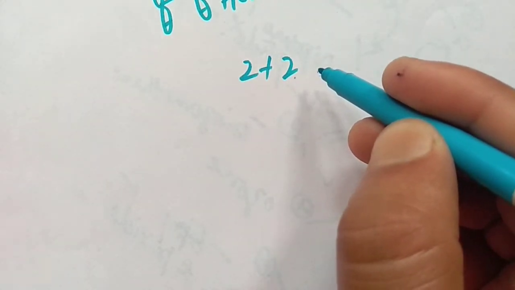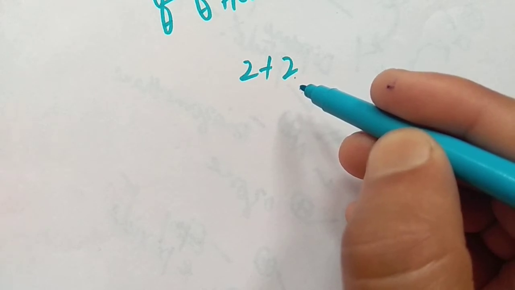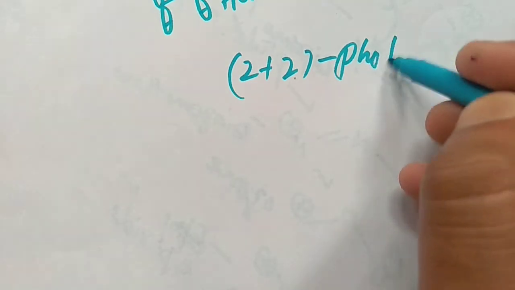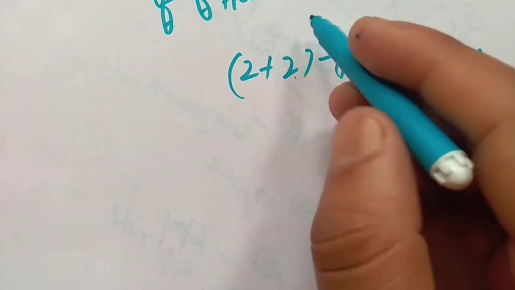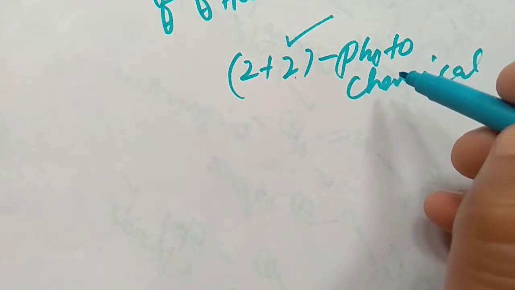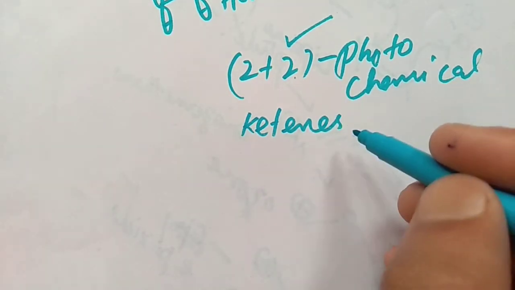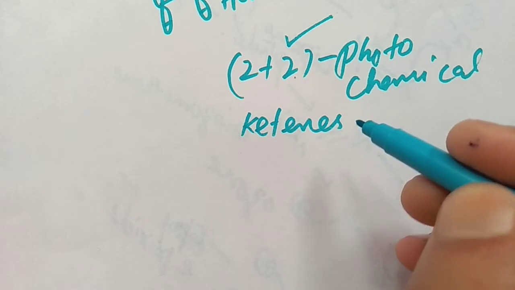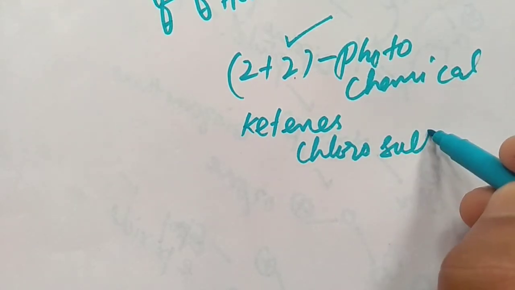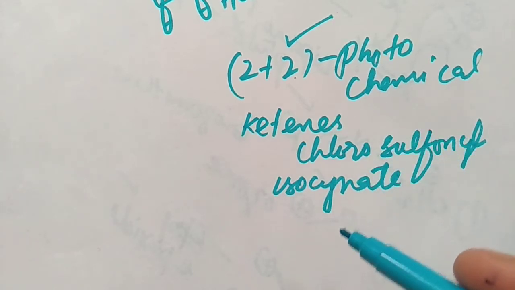2 plus 2 cycloadditions are generally photochemical, but there is an exception in the case of some reactions like ketenes and chlorosulfonyl isocyanate, right? Why are 2 plus 2 cycloadditions not thermal? I told you already. Let us see how the exception works.